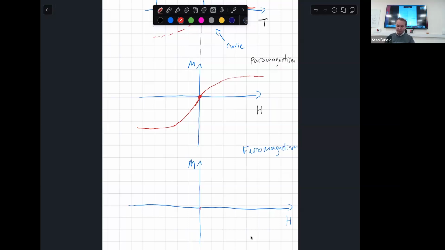So you start from zero. Let's assume that you had a zero magnetic field. You will increase it, and at the beginning it behaves as a regular paramagnet. Okay, you reach this point. Now in a paramagnet, when you reach this point and you reverse the external field, you go downwards.